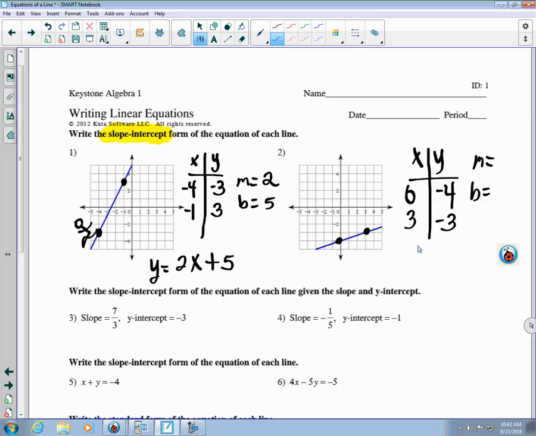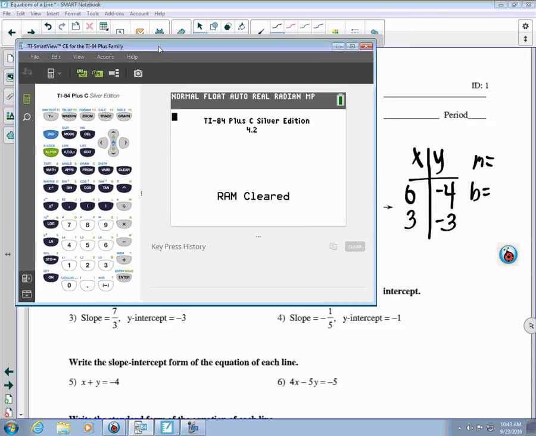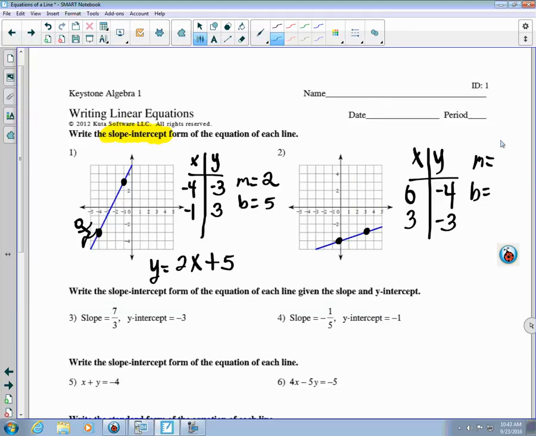Look back at the numbers. 0 and -4. 3 and -3. We got them? All right, but I don't want 0.333333. Thank you. So the slope would be 1/3, and the y-intercept would be -4. So y equals 1/3 x minus 4. Very good.